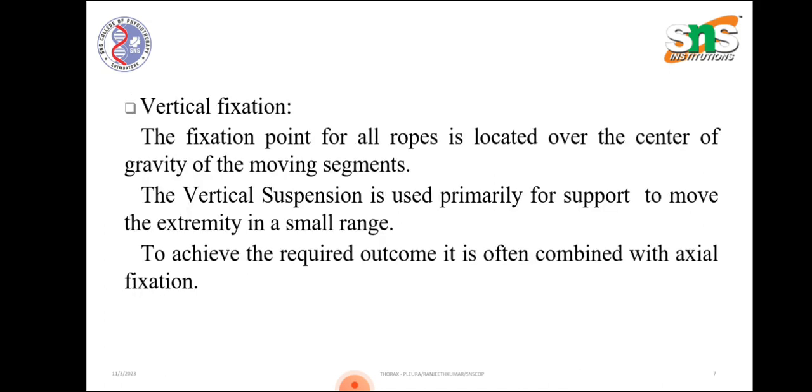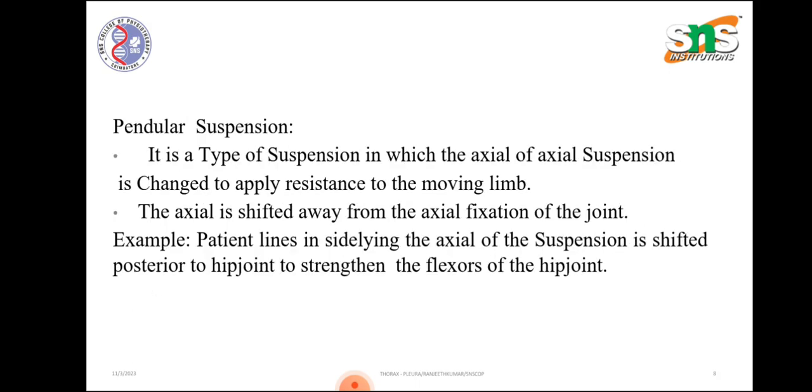Then vertical suspension. The fixation point for all ropes is located over the center of gravity of the moving segment. Vertical suspension is primarily used to support the moving extremity in a small range. To achieve the required outcome, it is often combined with axial suspension. Pendular suspension is a type of suspension in which the axial suspension is changed to apply resistance to the moving limb. The axis is shifted away from the axis of the joint. For example, when the patient lies on the side and the axis of suspension is shifted posterior to the hip joint, it mainly strengthens the flexors of the hip joint.